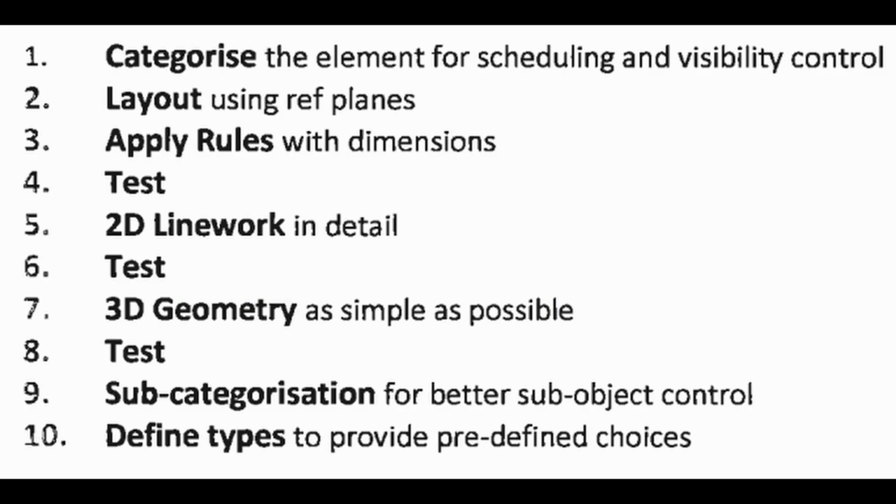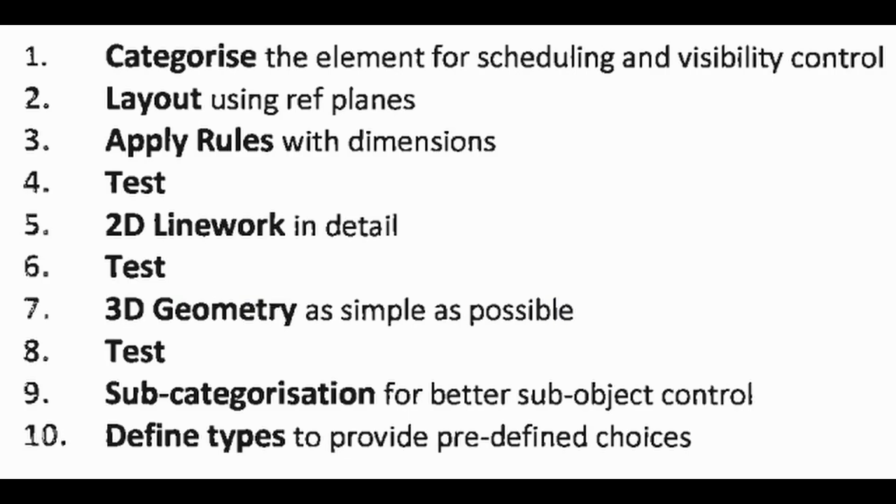5. Add 2D line work. Now you add symbolic lines to represent the object in plan or elevation. This is where you define the drafting appearance, often very different from the 3D form. Symbolic lines improve clarity, reduce processing load, follow industry standards, and can be visibility controlled by detail level. 6. Test again. After adding 2D line work, flex the family again. Make sure the symbolic lines follow the reference planes correctly.